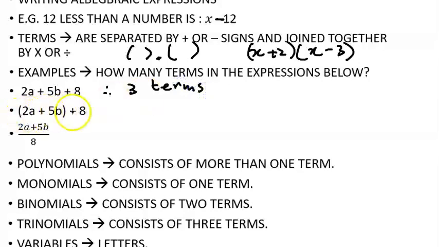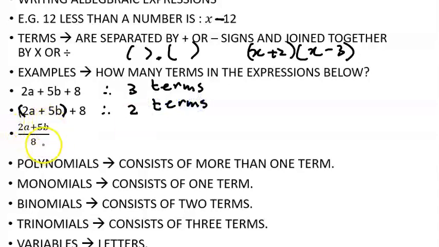How many terms are in this expression? 2a plus 5 plus 8. Now remember, 2a plus 5 is in brackets. Remember what I said about brackets. Brackets joins an expression. Therefore, we are left here with 1. So that's 1 term. And there's another term here. So therefore, there's 2 terms in that expression.